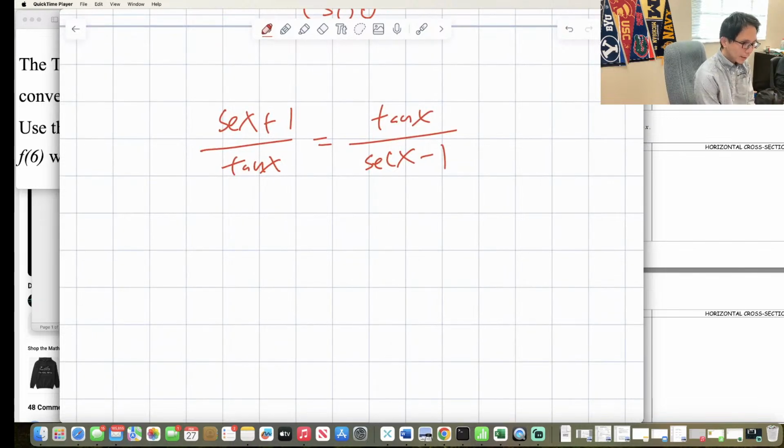Why do I know that it's going to be a loop? Because if I split this, it's going to be secant x over tan of x plus 1 over tan of x. So that's going to be cotan of x. If I do that, it's going to be cotan of x, and the other side is not going to help me solve the problem. So you can actually apply one more technique, and this technique is called the conjugate.